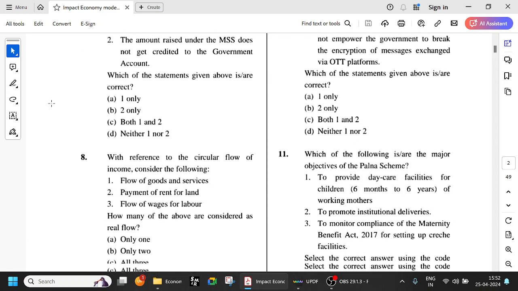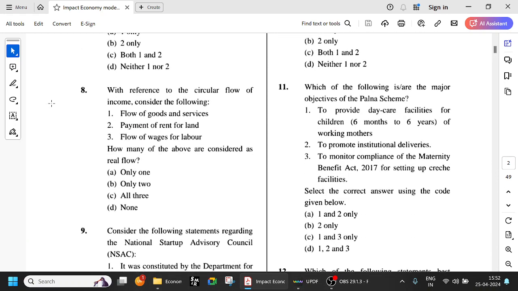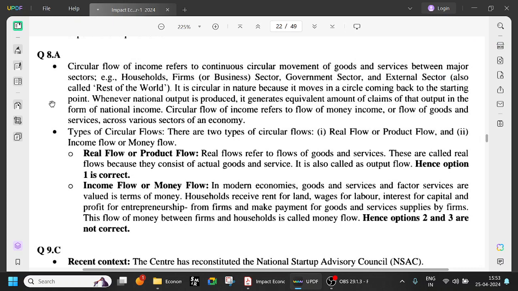So let us look at the eighth question. With reference to the circular flow of income, consider the following. So what is circular flow of income? Circular flow of income refers to the continuous circular movement of goods and services between major sectors, for example households, firms, the government sector, and the external sector, which is also the rest of the world. It is circular in nature because it moves in a circle, coming back to the starting point.